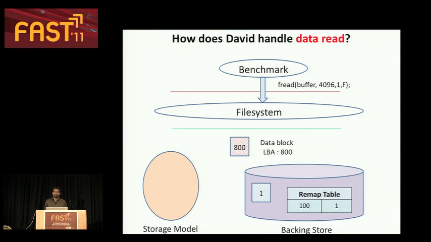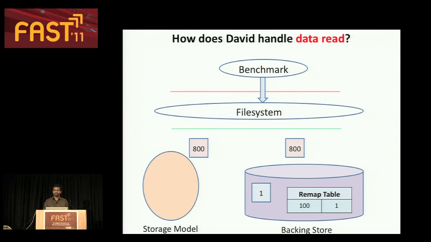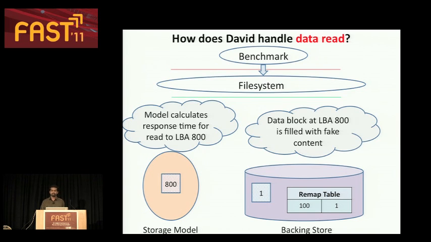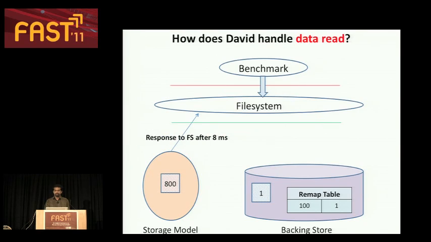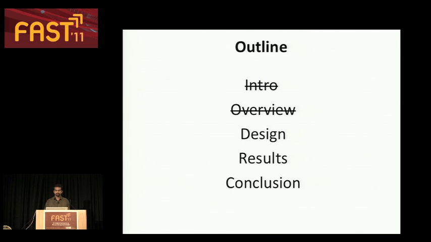Finally, the benchmark tries to read the data block that it created earlier, and the file system issues a read to the data block at logical block address 800. David intercepts this read request, uses the storage model to calculate the response time, and since this is a data block, David just fills the read request with fake content. Finally, a response is issued back to the file system after the delay calculated by the storage model.